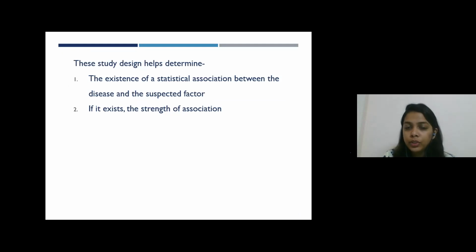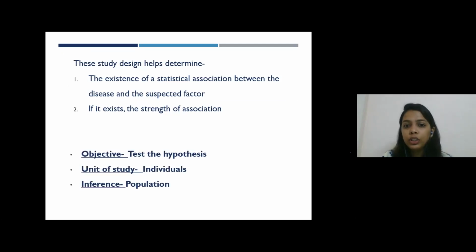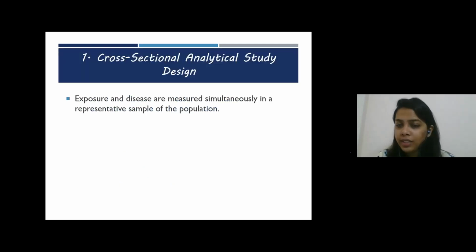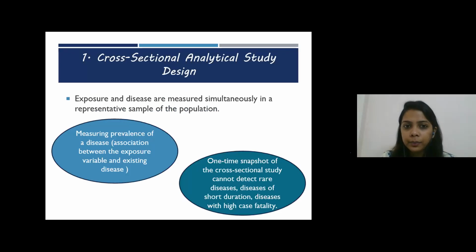So it helps us to see if there's any association between the factors. And if there's an association, what is the strength of this association? So the objective is to test that hypothesis which we have formed at the end of your descriptive study. The focus of your study is individuals, but you generalize your result to the population. So the first one is your cross-sectional analytical study design. Here you have your population in which the exposure is also there, the disease is also there. You're just trying to simultaneously measure it in your target population.